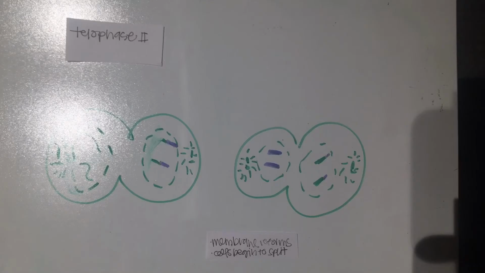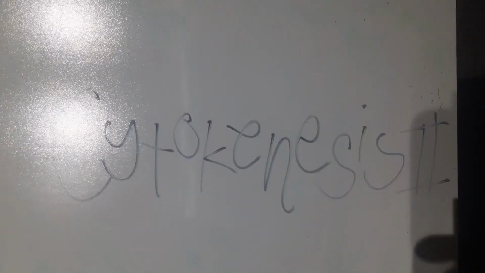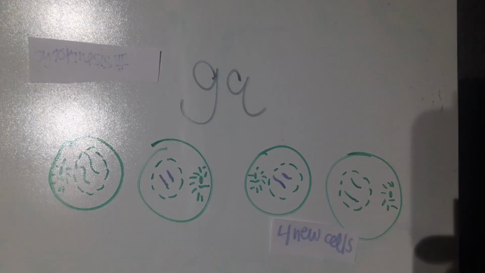In telophase 2, the nuclear membrane begins to reform and they start to split. Cytokinesis 2 is when the 4 daughter cells are produced and you end up with your gametes.